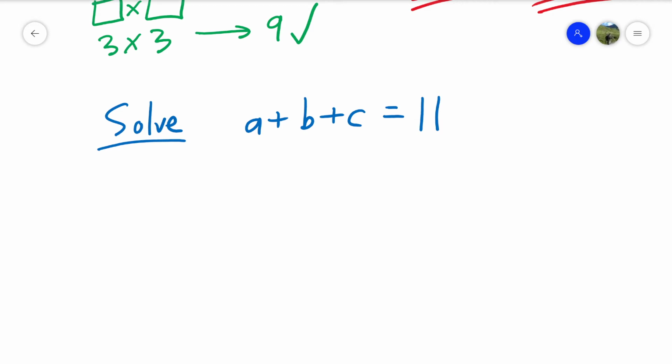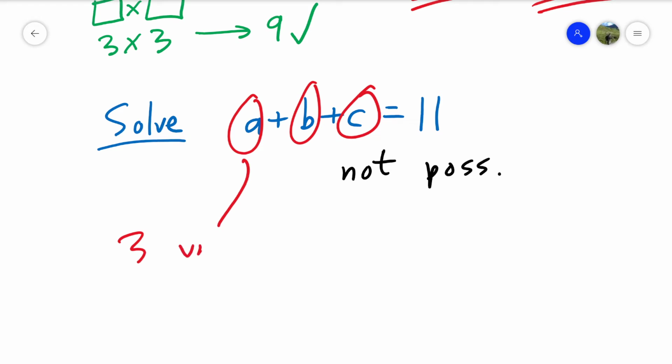Welcome back. Not possible. Ta-da, that's my answer. I'm too lazy to write the word possible, can't be bothered. There are, count them, 1, 2, 3 unknowns. And how many equations are there? There's one equation.